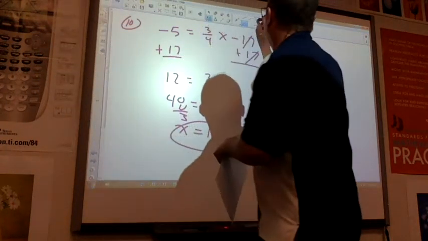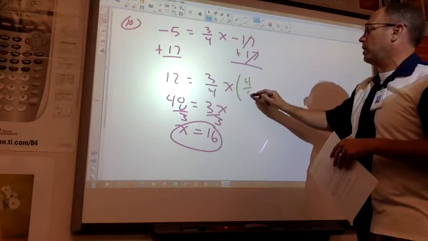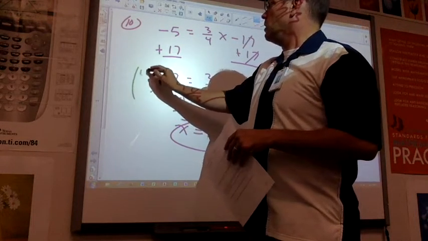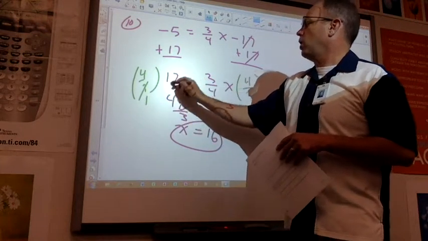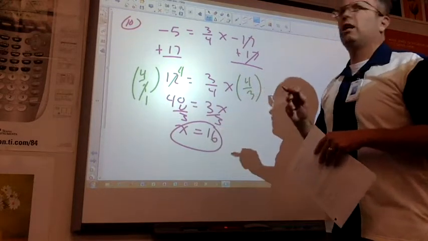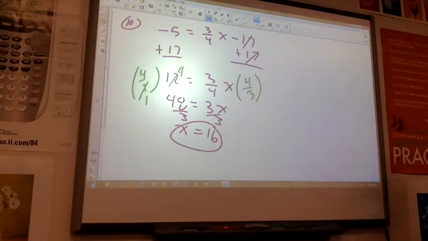Some of you might have seen this going, well, why don't I just multiply by the reciprocal? Okay, so 3 goes into 12 4 times. 4 times 4 is 16. Sweet, it works both ways. Which way's best? Both.